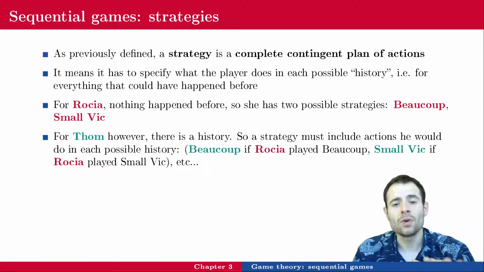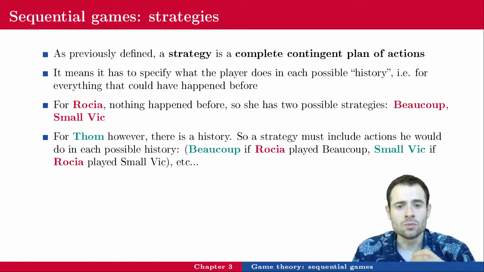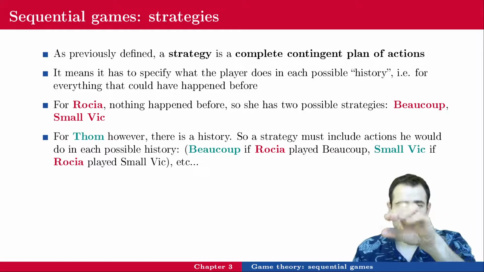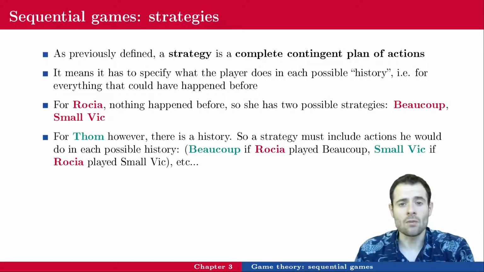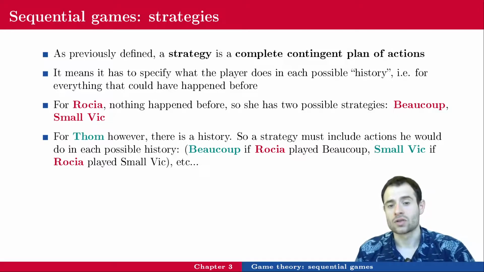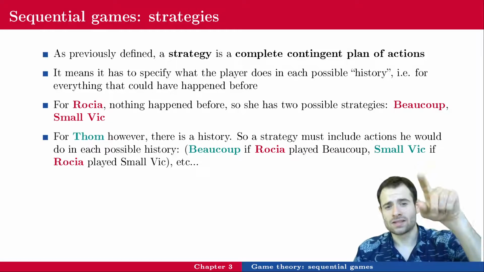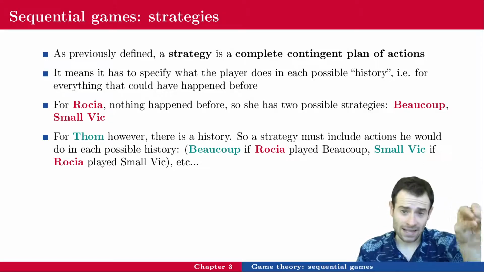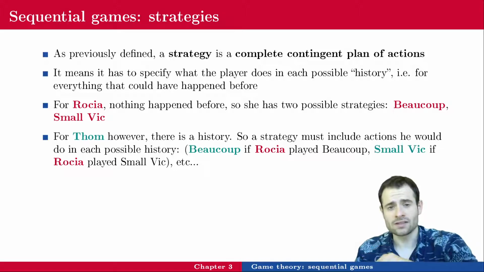If Rosia could go to three places instead, then Tom's strategy would be go there if she does this, go there if she goes there, and go there if she goes to the third place. So for Tom, writing a strategy is going to be way longer than for Rosia, who plays first. Imagine adding a third player. That would be quite a pain. You would have to do this if this guy did this and that guy did that. Do this if the first guy did this and that guy did something else, and so on.